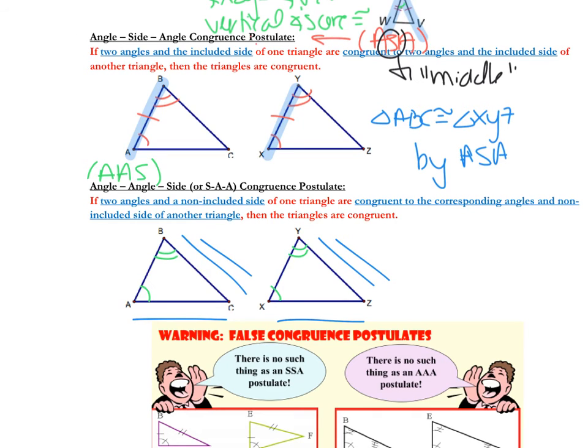Okay, the one I don't want to work with is this because that one is included. It's in between the two angles. So we'll just mark this one. So we can say triangle ABC is congruent to triangle XYZ by AAS. Okay, so the four ways that we have to prove triangles congruent is SSS, SAS, ASA, and AAS.